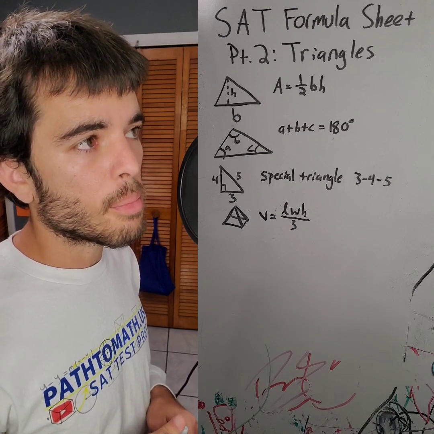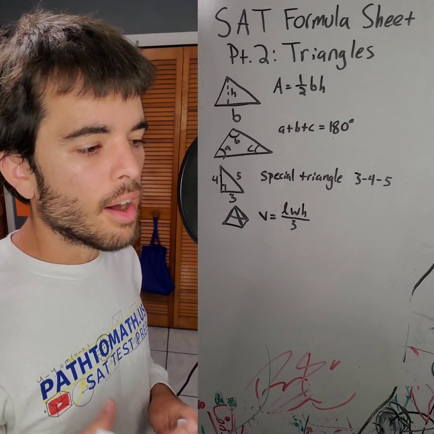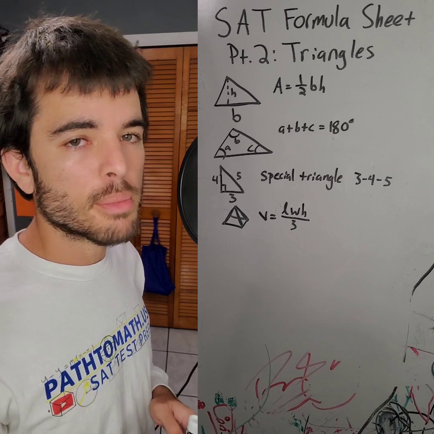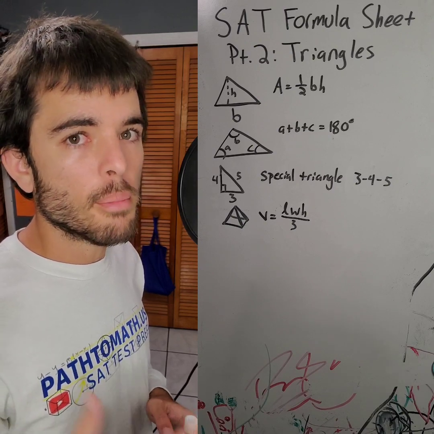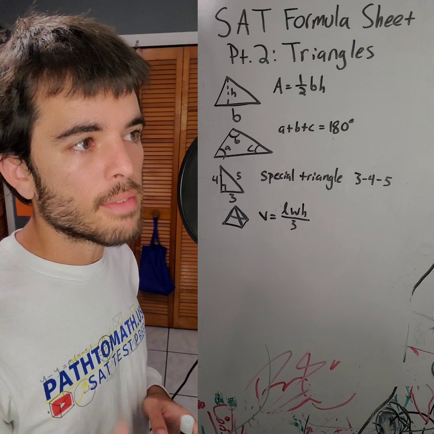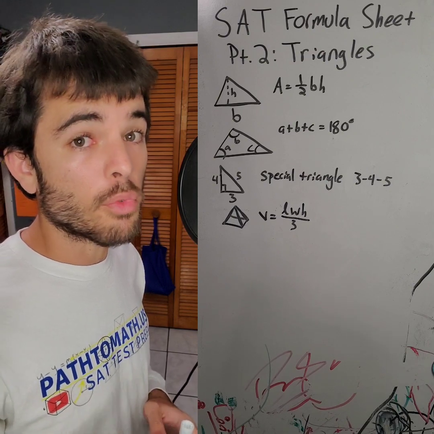Welcome to our second part of the SAT formula sheet. On the SAT, you're going to want to save as much time as possible. You only have an average of a minute and a half per question. To save time, you can memorize some of these things from the formula sheet.